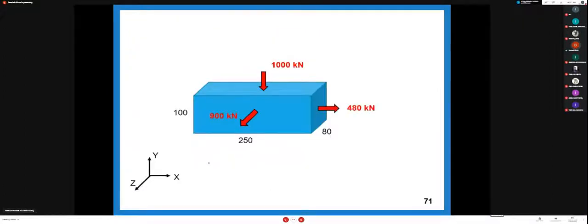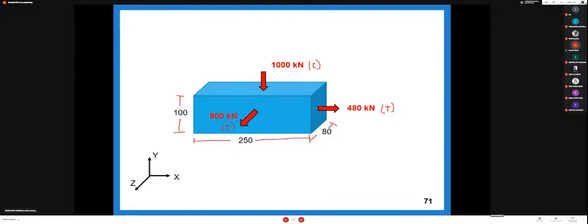First of all, understand the loading conditions. Our dimensions are given. This dimension is 250, this dimension is 80, and the depth is 100. Okay. Now along all these dimensions, these three forces act. This one is tensile in nature, this is also tensile, and this is compressive.